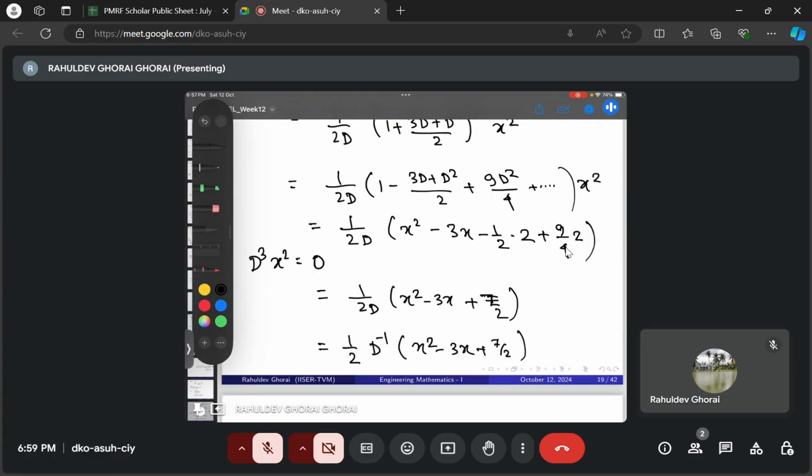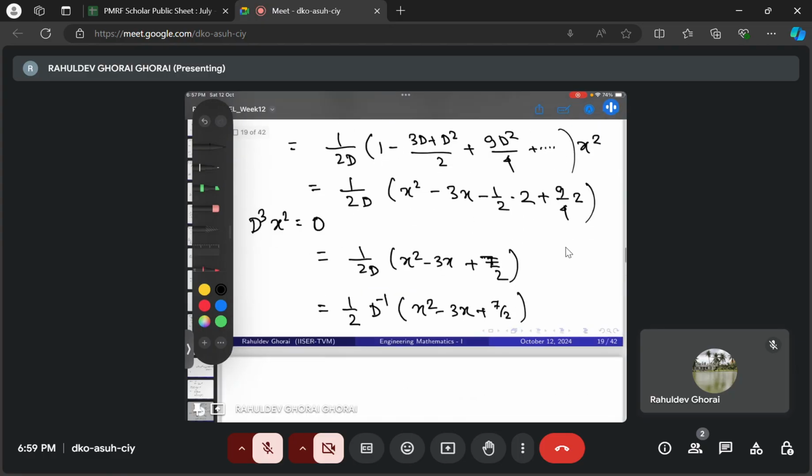What is D inverse? If D is d/dx, D inverse will be integration of dx on the same function. So if you have a function f, then it will be the integral of f dx. So that is nothing but 1 over 2 times x cube over 3 minus 3x square over 2 plus 7 over 2 x.